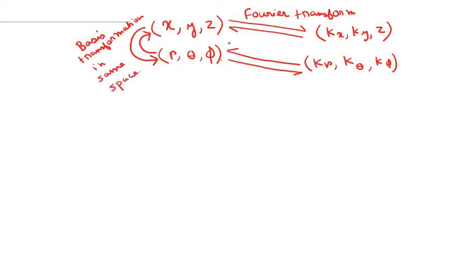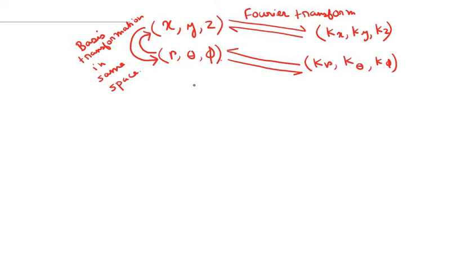And then we can represent this function in x, y, z, or we can also represent the same function in this kx, ky, kz. So kx, ky, kz, as you already know, is known as the reciprocal space. If xyz represents the real space, then kx, ky, kz represents the reciprocal space, and these two are related by Fourier transform.